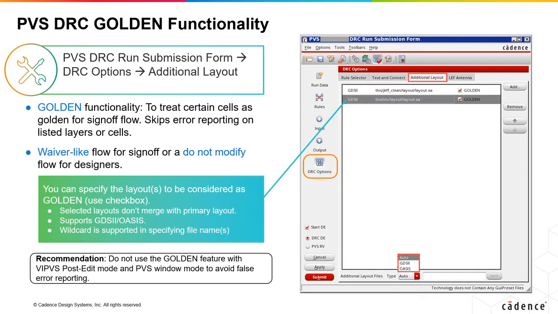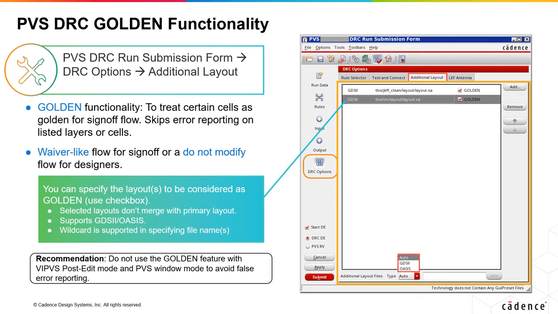Under the Additional Layout tab, you can specify the additional layout files to be considered during the PVS DRC run. Use the type field to specify the type of additional layout files to be added. What is golden file support in PVS DRC? PVS skips error reporting on layers or cells where the golden checkbox is selected.